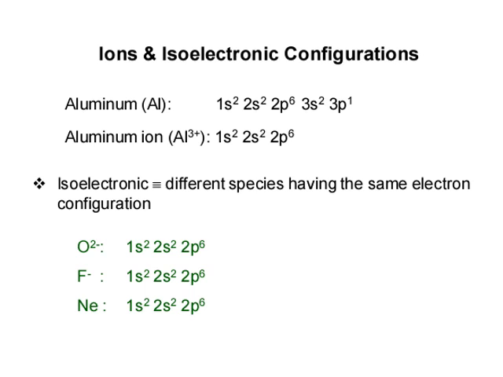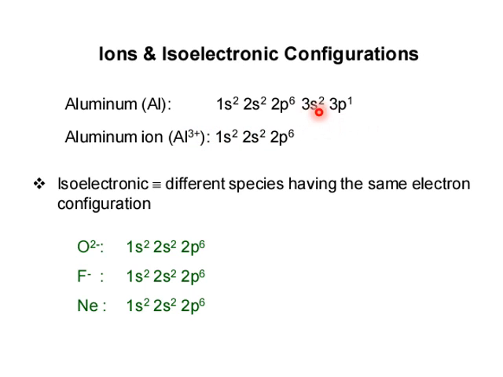For ions and isoelectronic configurations, we can also write like this. If you have aluminium without a charge, aluminium has 13 electrons. So how do you write it? 1s2, 2s2, 2p6, 3s2, 3p1. But if you have a 3+ charge here, meaning you have to subtract 3 electrons.